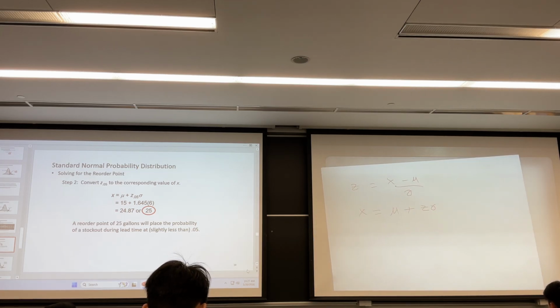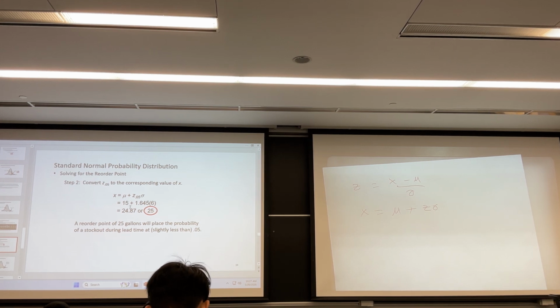So x is equal to mu plus z times standard deviation. Solving for that, 15 is the mean. Okay, and we already found 1.645 for z, and 6 is the standard deviation. So the answer is 24.87. So if you want the probability of stock out to be not more than 5%, you should be having 24.87 gallons of inventory. If you have 25 gallons, then the probability of stock out is slightly less than 5%. You guys are okay with that?